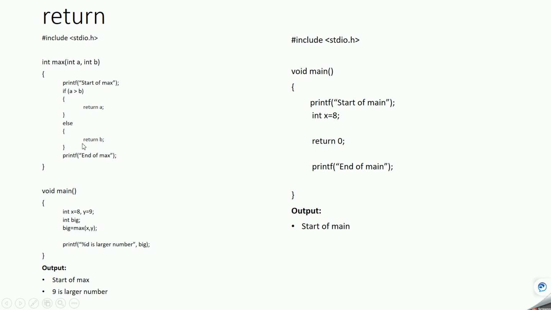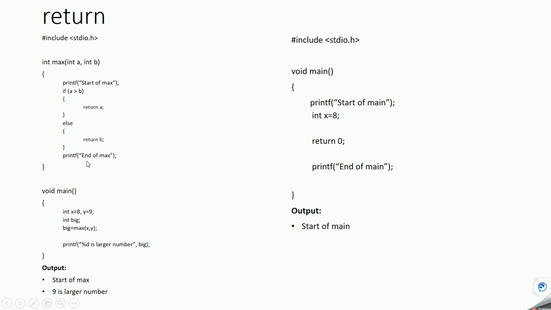Because the control was here, and suddenly when the return statement executes, the control will come out of this function and come here. Whatever is returned, this b, will get stored into big. Then this line of code will get executed, and this will be the output of this program.